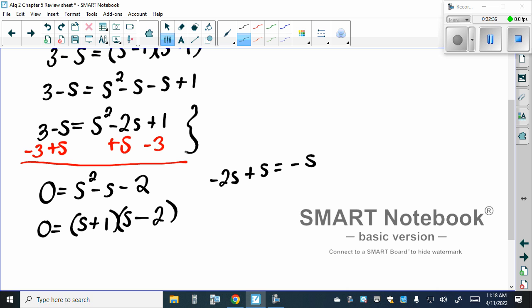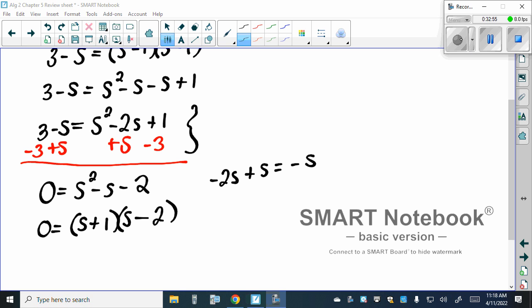Since we have a variable with a degree greater than 1, s squared, we've got to get it equal to 0. The two ways that we can solve this at this point are either factoring, because with any two things multiplied together to equal 0, one of them has to be 0, or if we graph it, we need it equal to 0.